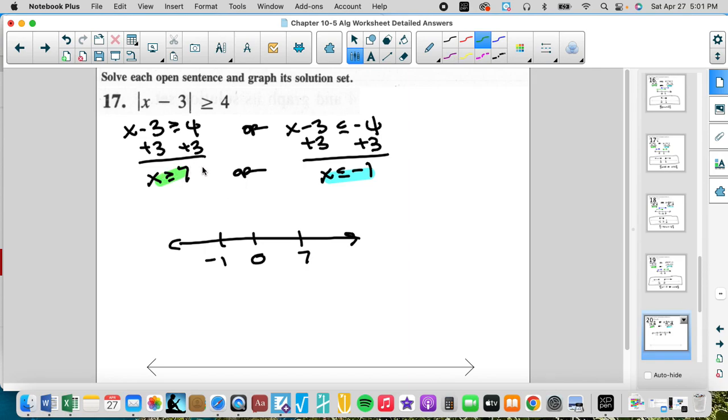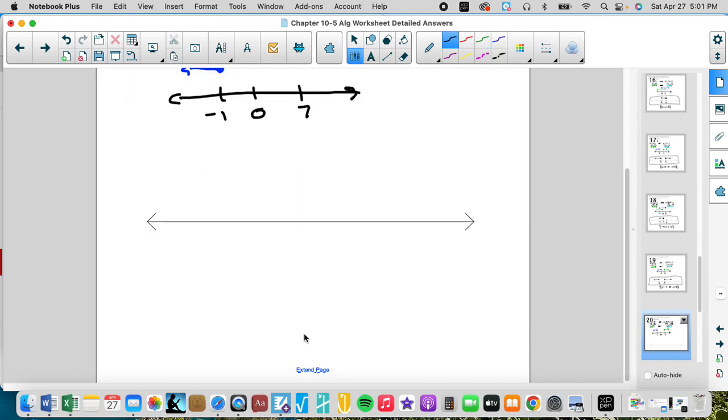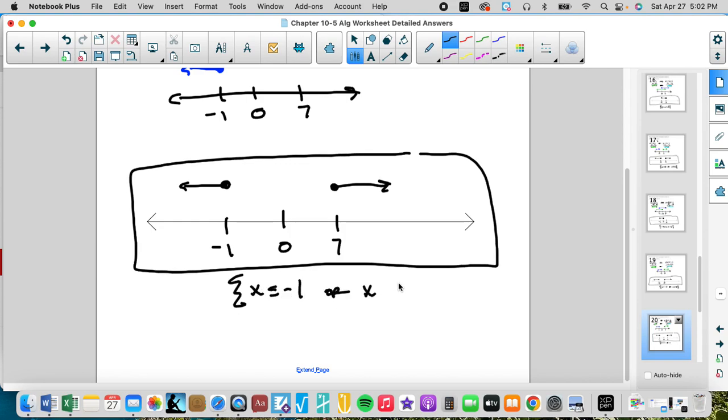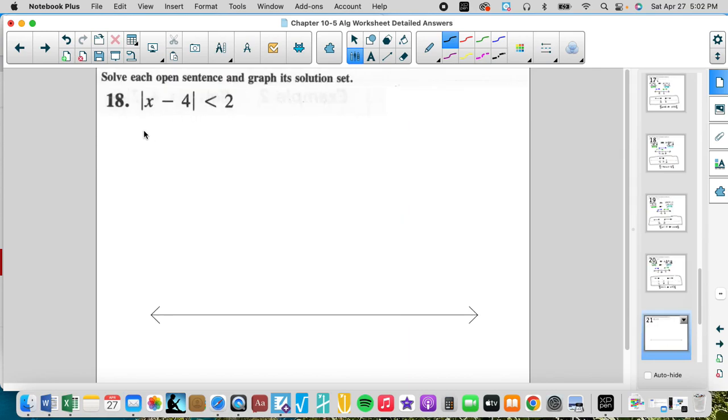So X is greater than or equal to 7, closed circle, going to the right. X is less than or equal to negative 1, closed circle going to the left. Negative 1, 0, 7, closed circle, closed circle. We get X is less than or equal to negative 1, or X is greater than or equal to 7. Solution set.